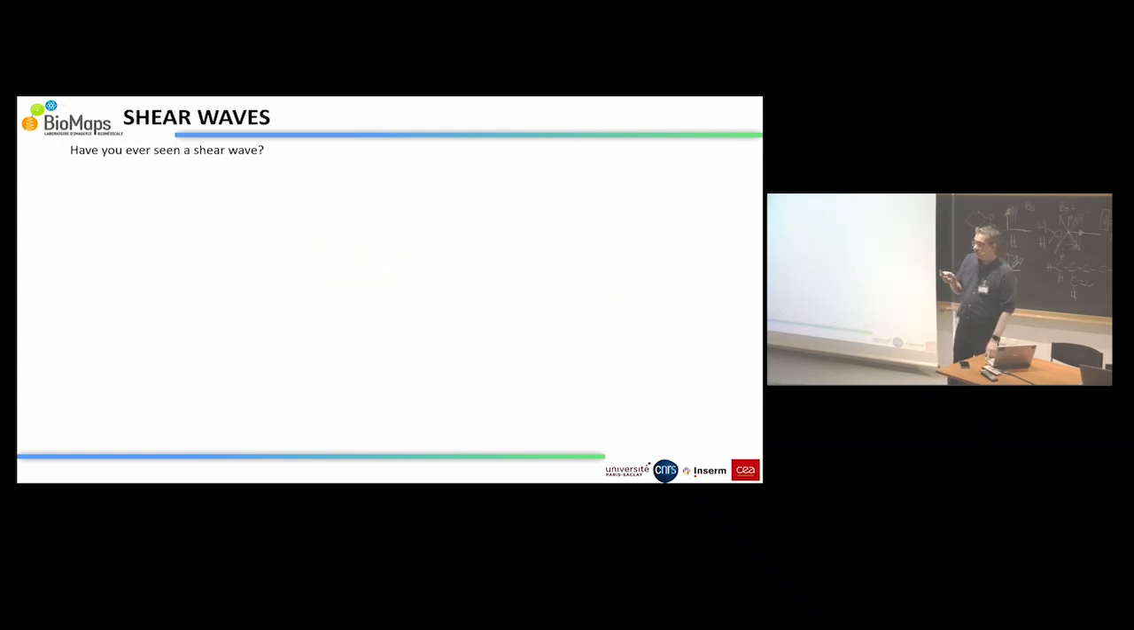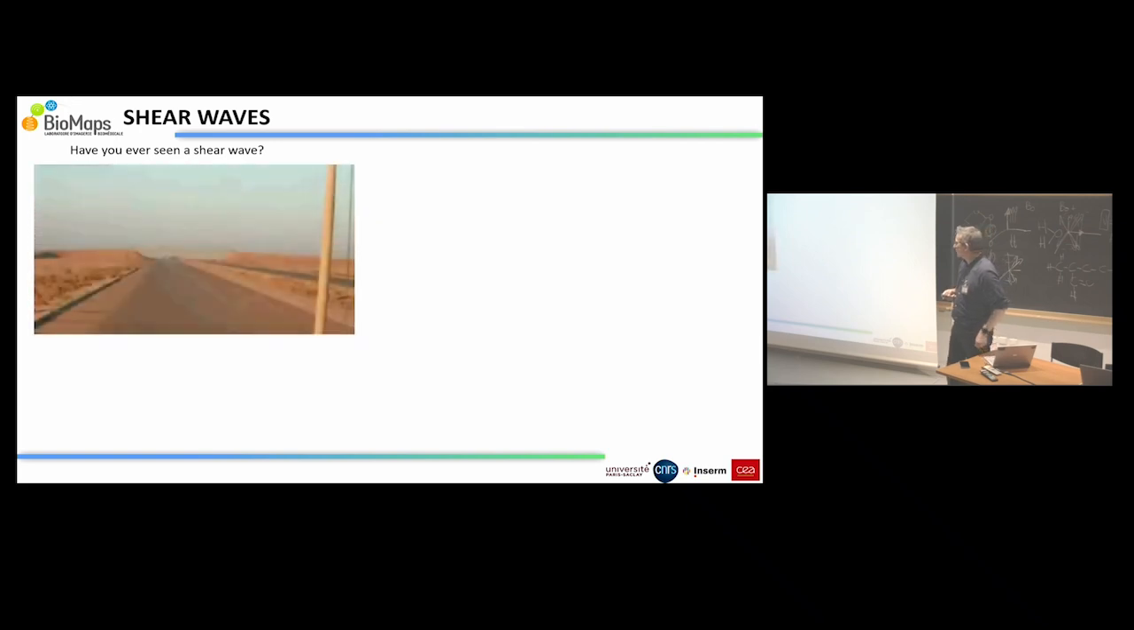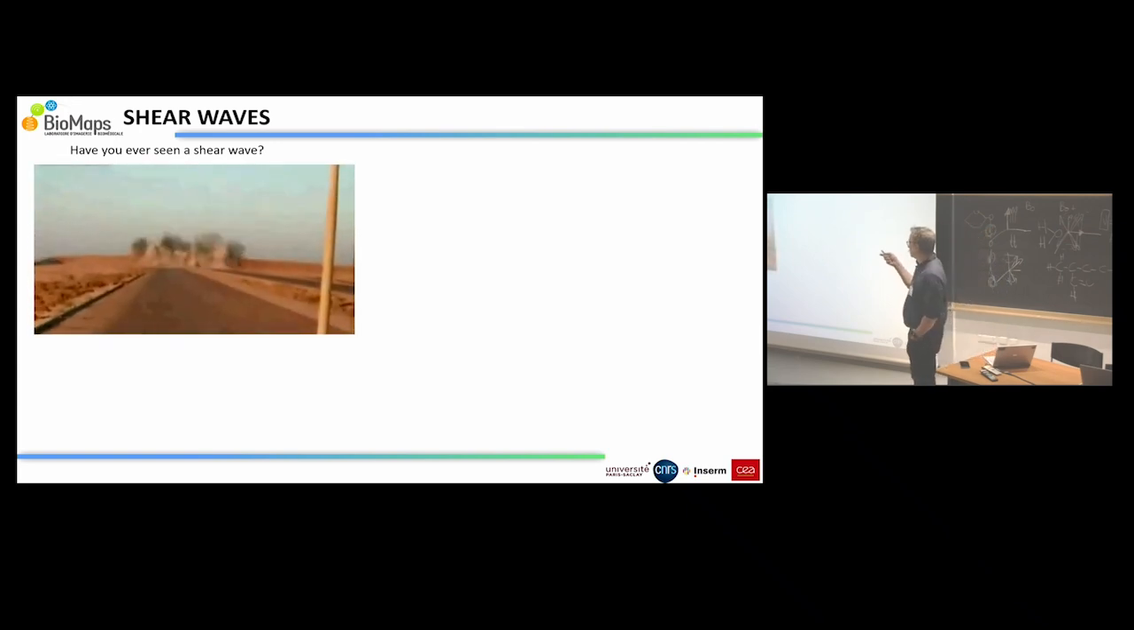So, have you ever seen a shear wave? Somebody? No? You have seen a shear wave? Where? Because I work with ultrasound scattering theory, so when the ultrasound is scattered by an object, we have compressional wave and shear wave. Okay, so you're in the field. Okay. So here I can show you, this is a shear wave.